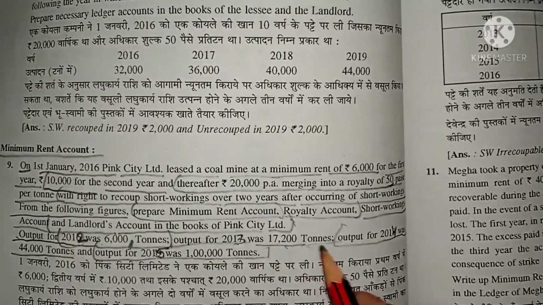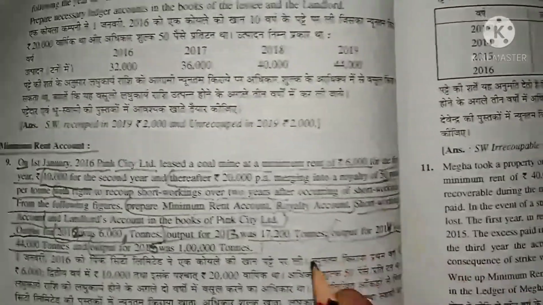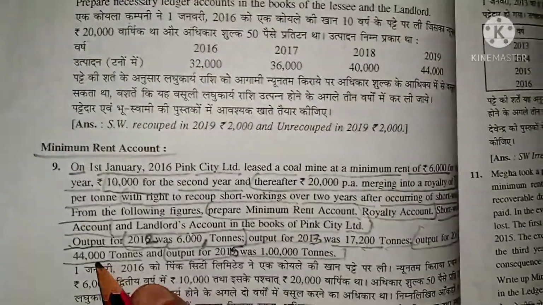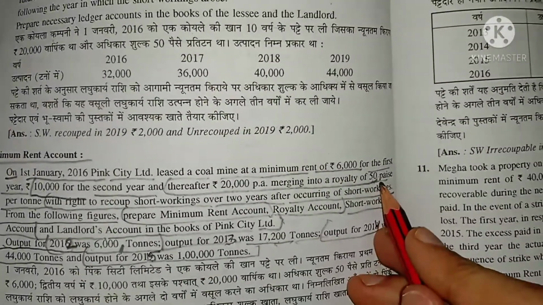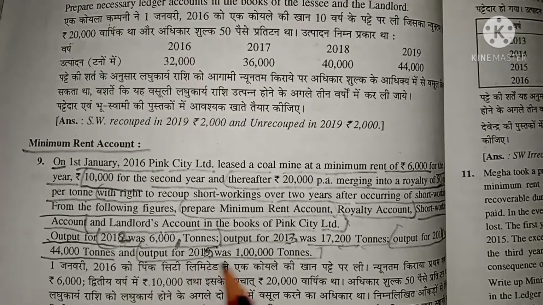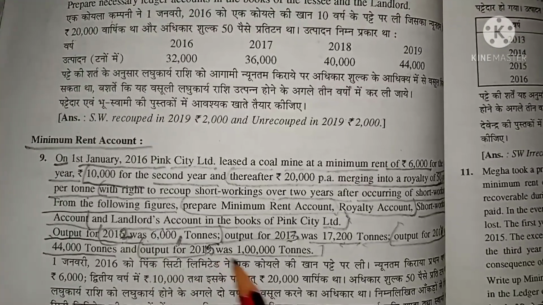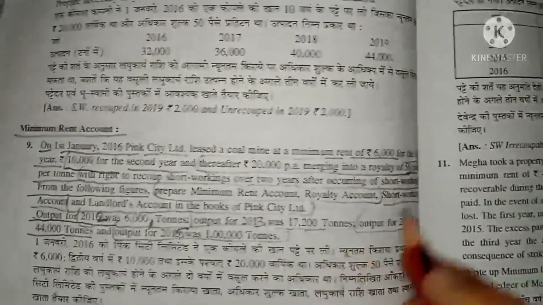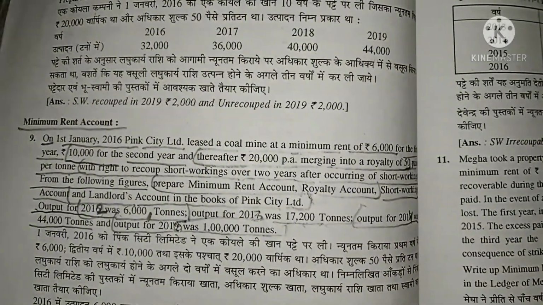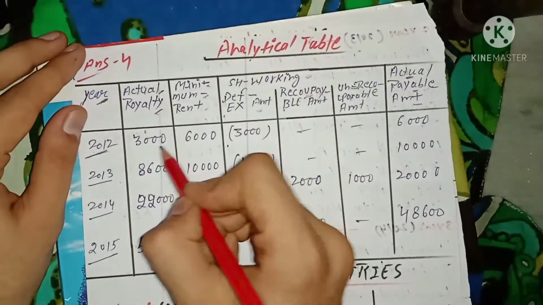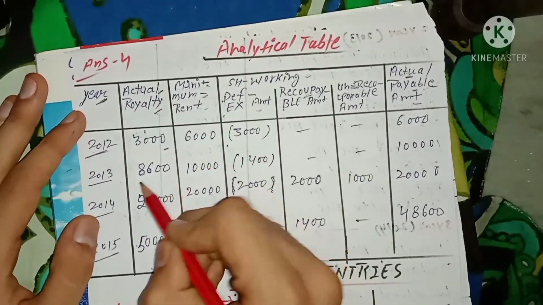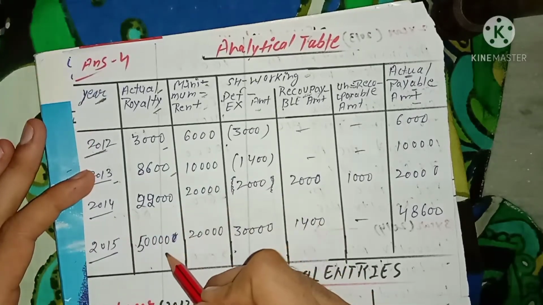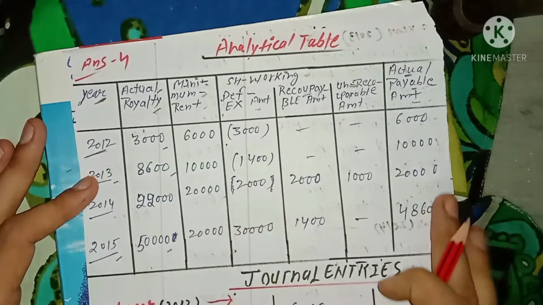6,000 multiplied with 50 paisa. In the next year 2013, another output of 70,200 tons, 70,200 multiplied with 0.15. In another year of 2014, 44,000 tons, 44,000 multiplied with 0.50 paisa, the rate of royalty. And again, in the year of 2015, 1 lakh tons multiplied with 0.50 paisa, the rate of actual royalty. After multiplying, you will get 3,000 in the year of 2012, 8,600 in the year of 2013, 22,000 in the year of 2014, and 50,000 in the last year of 2015.